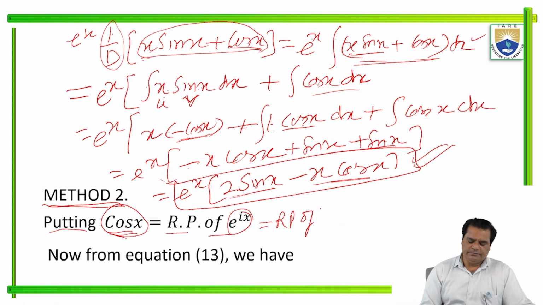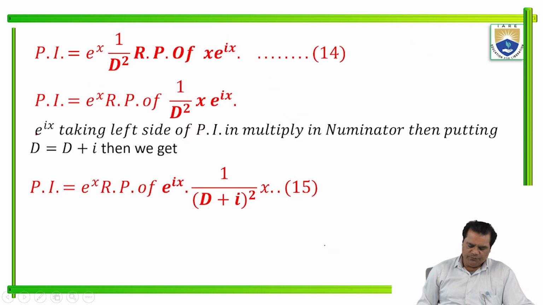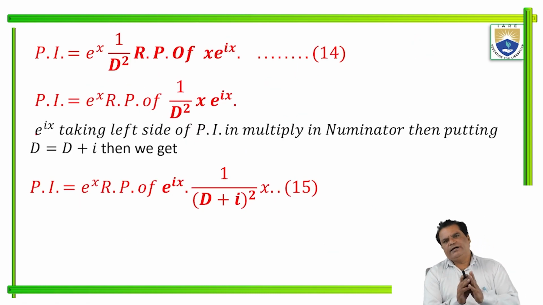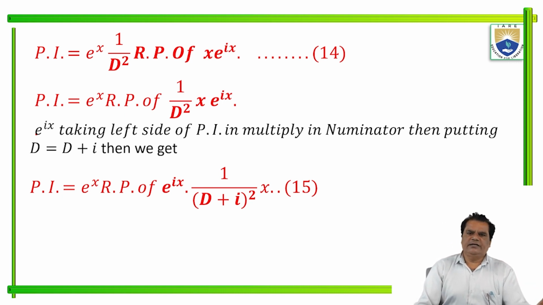Cos x plus i sin x. So this is the real part. The real part of this function is cos x. Now from equation 13 we have... So now this question I am solving by the next method. The first method we already solved, applying direct integration, integrating the given function 2 times. But now we apply the other method. So this question we can solve by 2 methods.